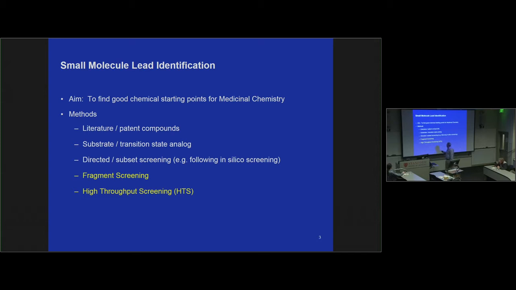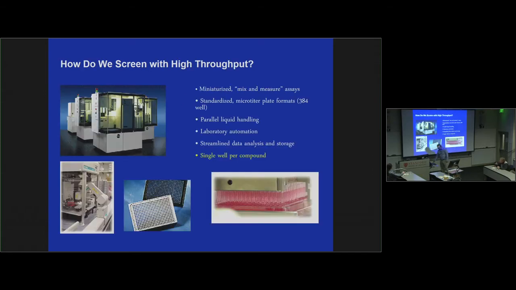So I'm going to first talk about high throughput screening. And how do we screen in high throughput? We don't have one of these here, first of all. This is the industry view when you're screening 1.2 million compounds. Here, we screen 10-fold less than that. So we have little baby versions of this. But the idea is the same.